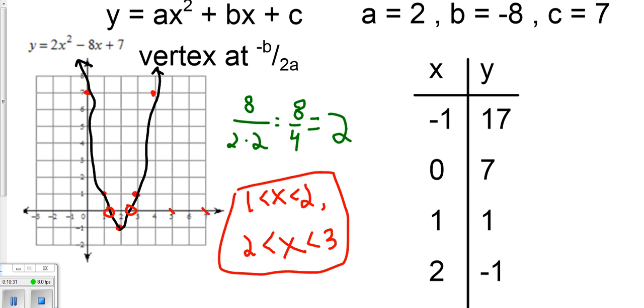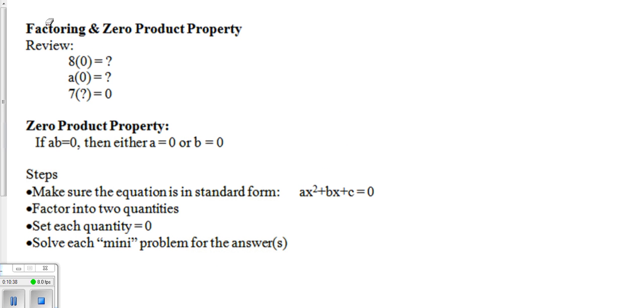Those would be our solutions or our values for that. So that would be how to solve quadratics with graphing. Let's move on to factoring and using our zero product property.